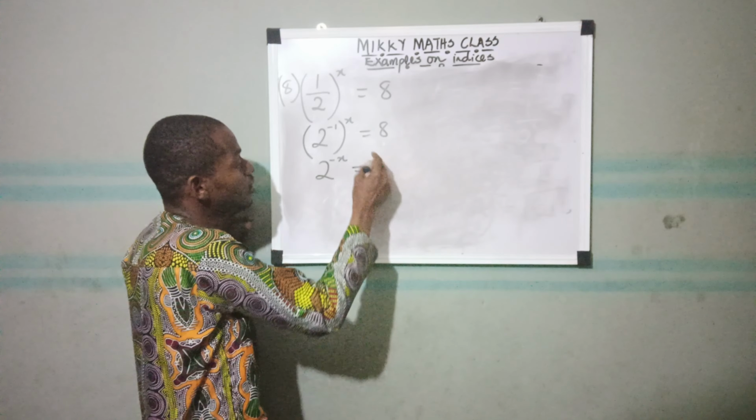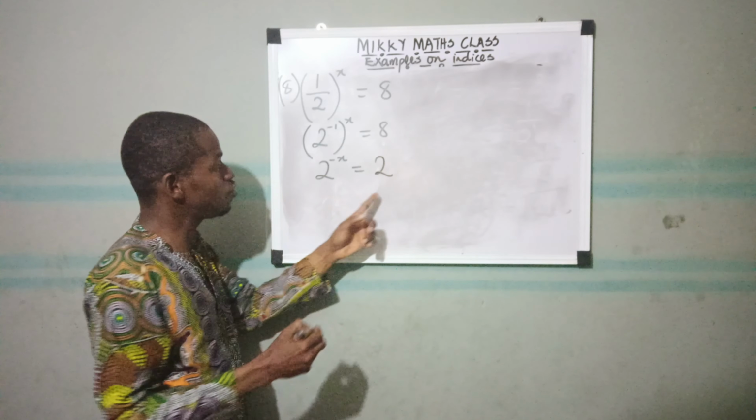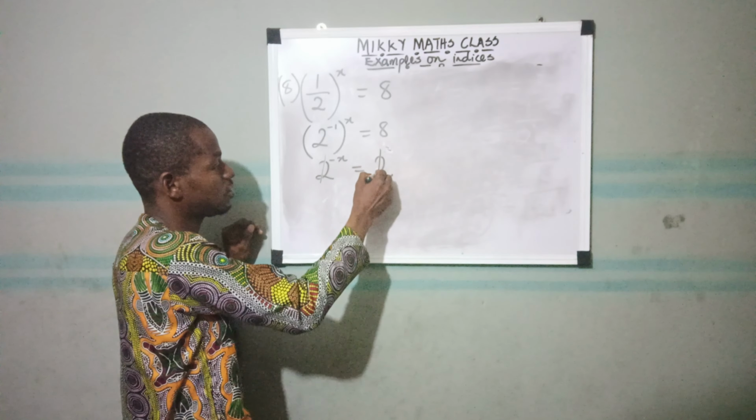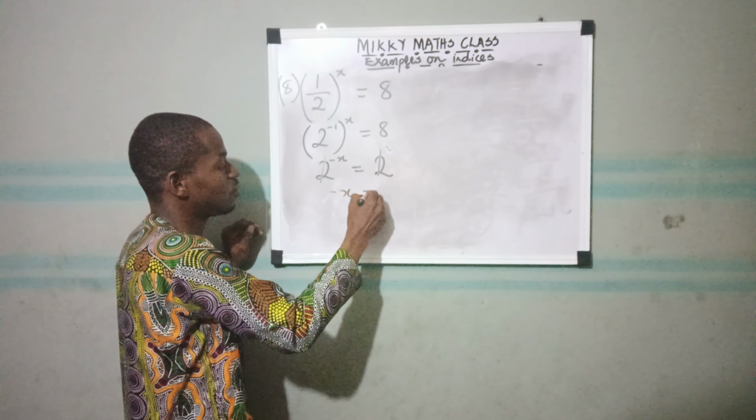Now, 2 raised to the power of what will give me 8? 2 raised to the power of 3 is what will give me 8, because 2 times 2 is 4, 4 times 2 is 8. So 8 can be split into 2 raised to the power of 3. Now, the bases are equal. I cancel them out. So minus x is equal to 3.